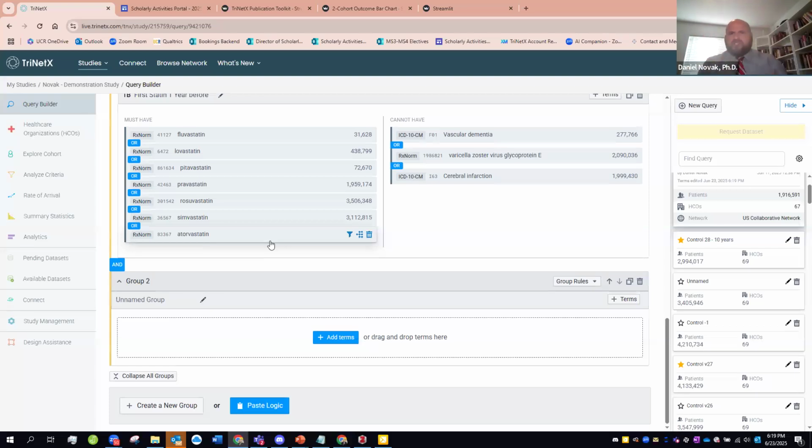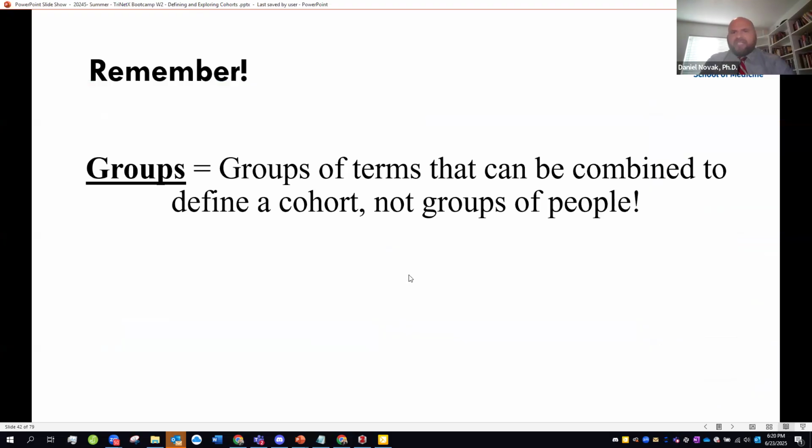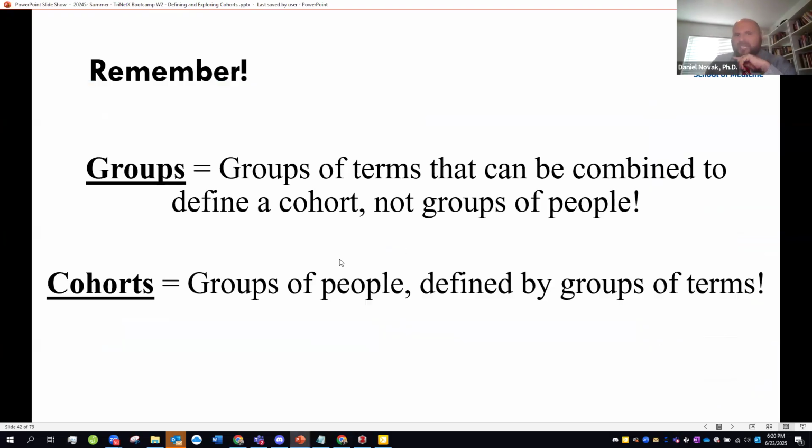They would just be two groups of terms, and you'd be defining them possibly as all people, let's say, with statins and all people without statins in one group. That would be kind of a useless endeavor. You want to make sure that you're creating them in different groups. We'll see the impact of that next week, why you have to do it that way. So groups are groups of terms that can be combined to identify people. Cohorts are groups of people defined by those groups of terms.